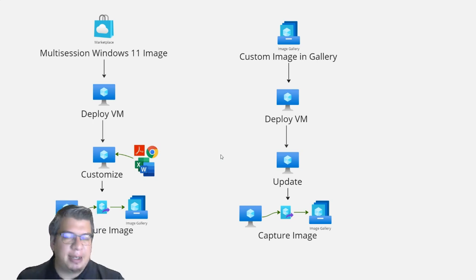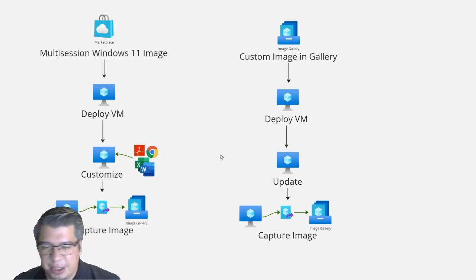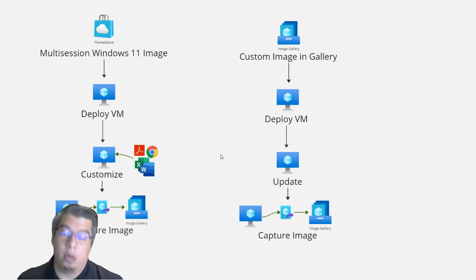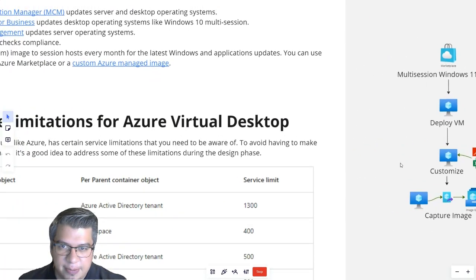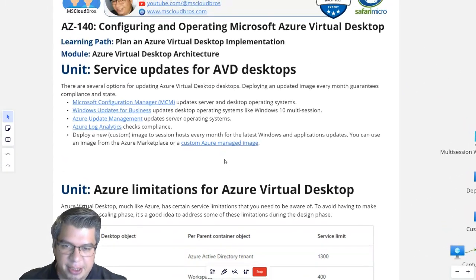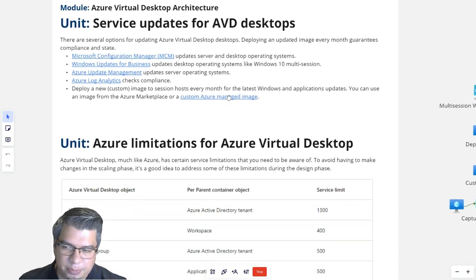Is how do I update that image? How do I push out those updates? How do I maintain that for applications as well? And then once you start adding multiple hosts, it becomes even more important. And so this is probably the most recommended approach, is using a custom managed image that you would push out to your virtual desktop hosts.